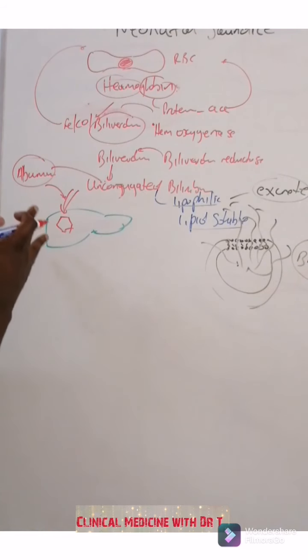Once the albumin has done its job of transporting unconjugated bilirubin to the hepatocytes, it gets released, and then it goes back to the blood system and continues transporting and doing other functions as well. Remember, there are so many functions of albumin. The transportation function is not the only one. Okay, so when it gets inside, there is that enzyme that will convert unconjugated bilirubin into conjugated.